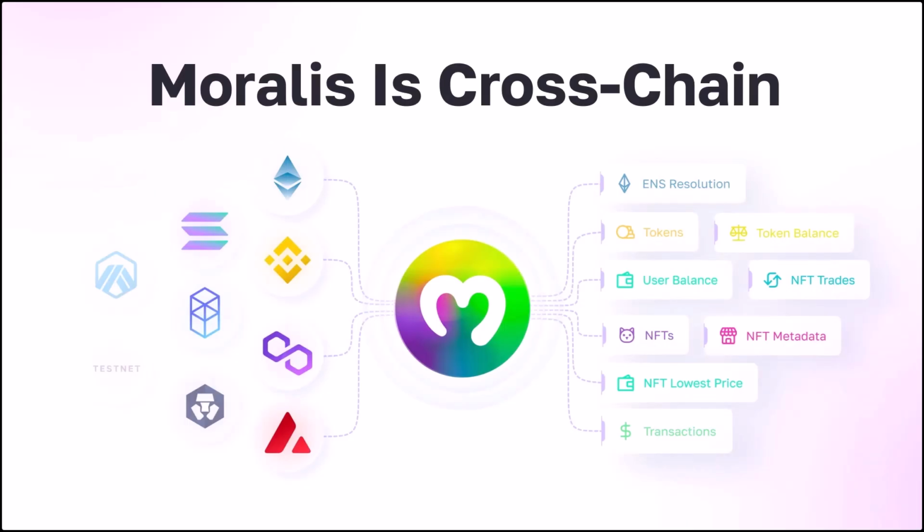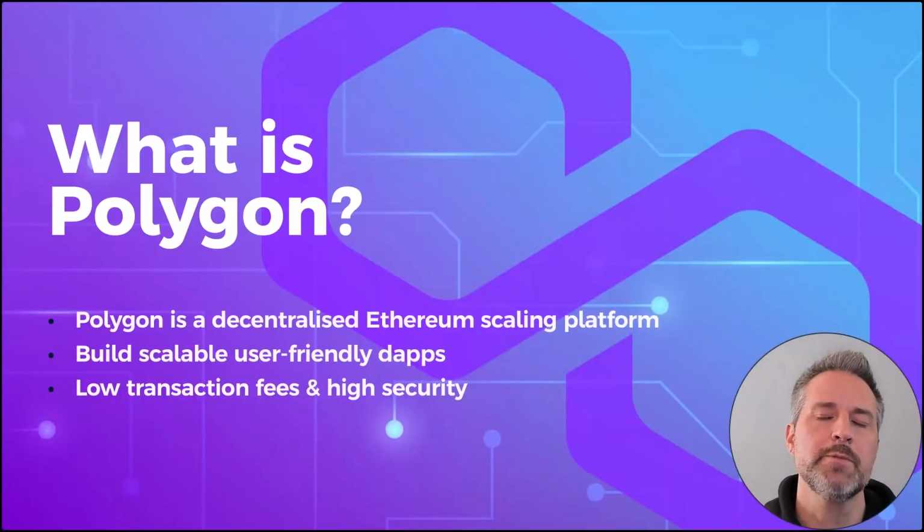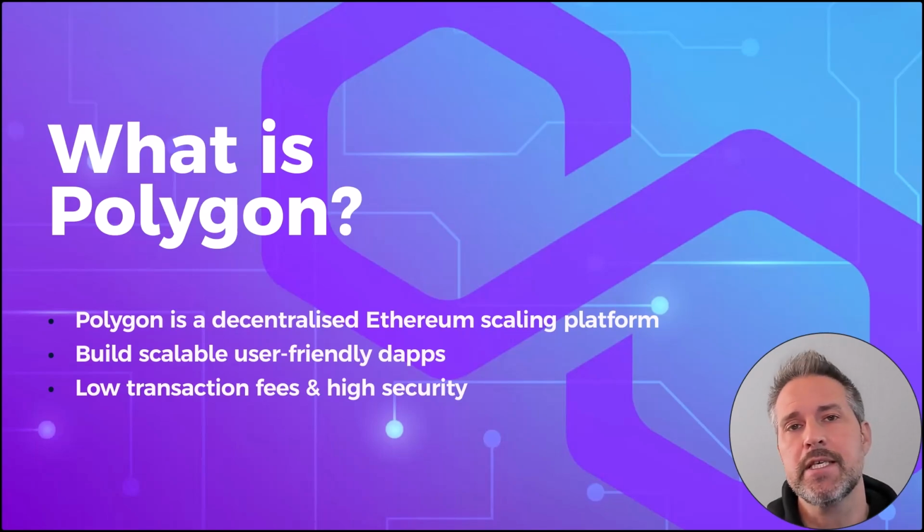The Polygon blockchain. Now, we know Moralis is cross-platform and supports platforms like Unity, but it's also cross-chain. Well, what is Polygon? Polygon is a decentralized Ethereum platform, and it's good for building scalable, user-friendly dApps. Some of the key features are that it has low transaction fees and high security.